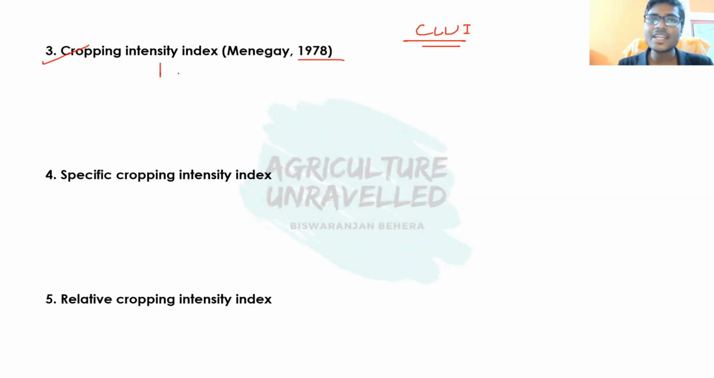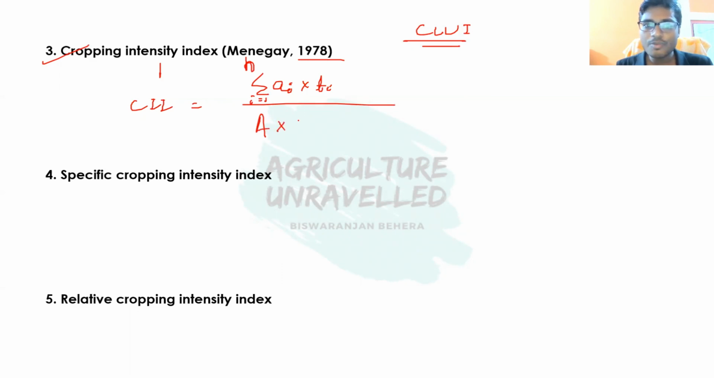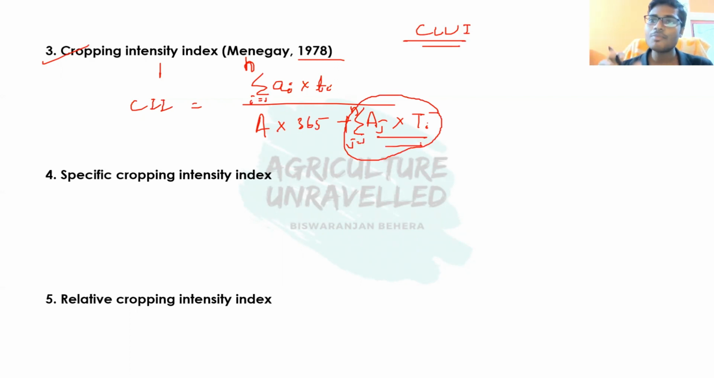But the cropping intensity index, which is given by Menege, is nothing but the modified CLUI. It says that the summation of small ai into ti, which is the area under each individual crop multiplied by the duration of that crop, divided by the net area available for 365 days plus the area which is available for temporary cultivation. So the additional factor here is the area available for temporary crops.